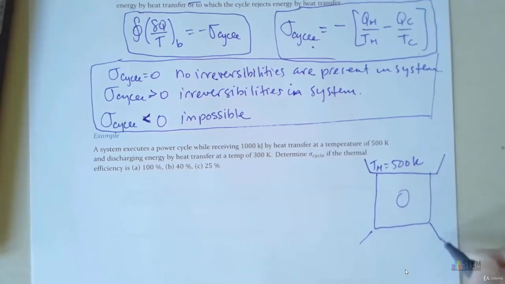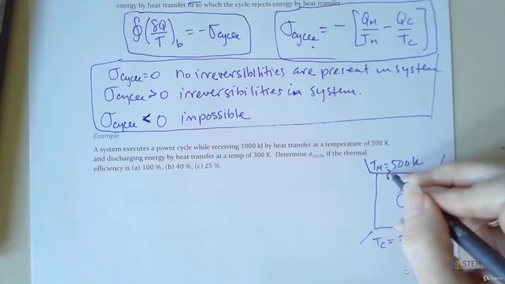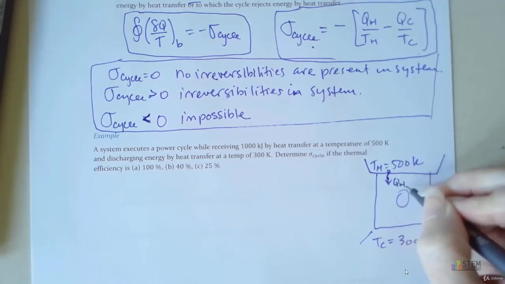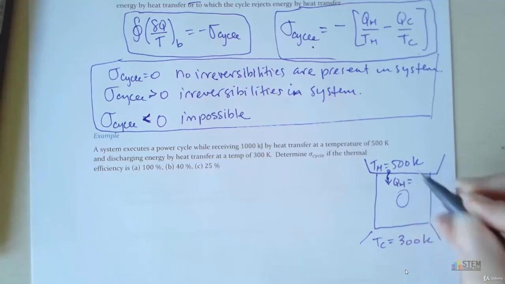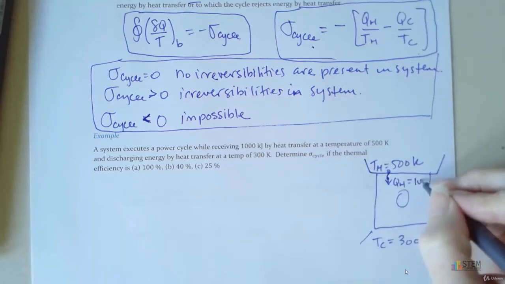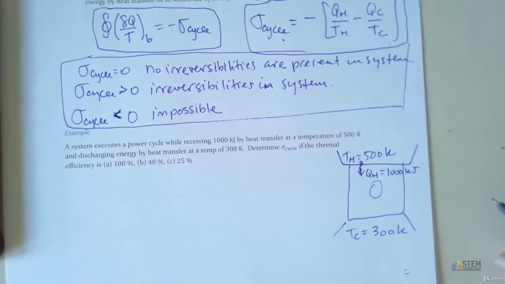And down below here, we've got our cold reservoir, so this temperature is going to be the 300. Now, this is a power cycle, so we're going to have an energy transfer by heat from the hot reservoir to the system. So there's QH, and it told us that that was 1,000. And that's in kilojoules.